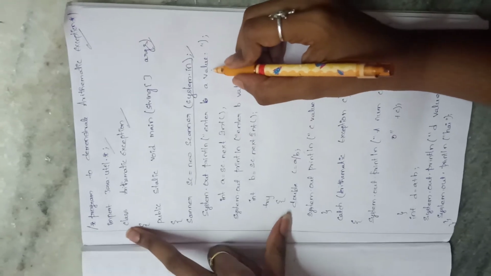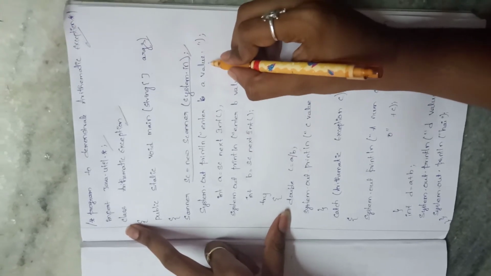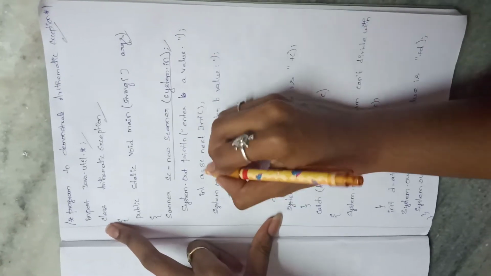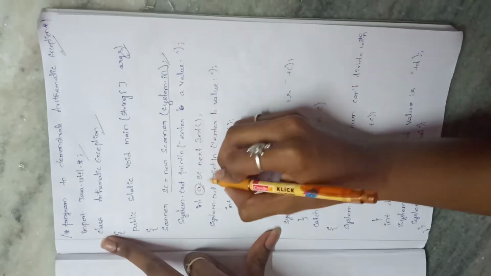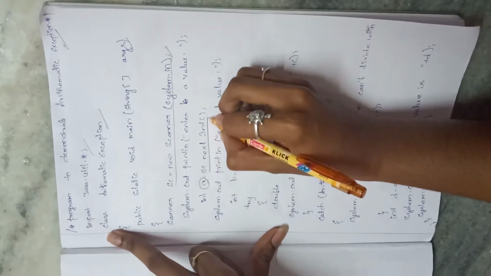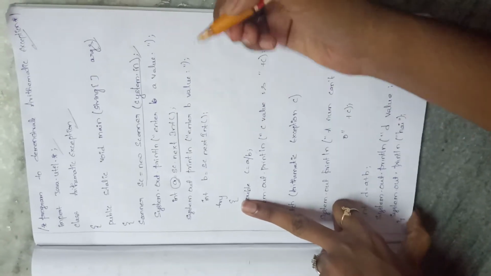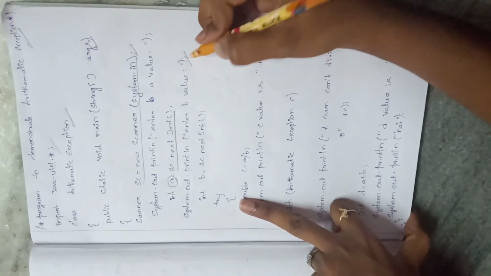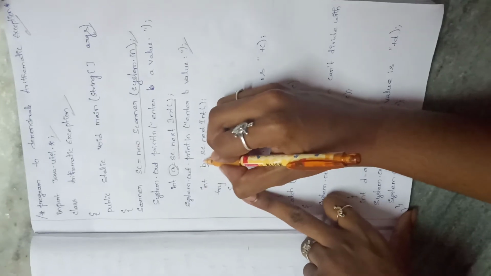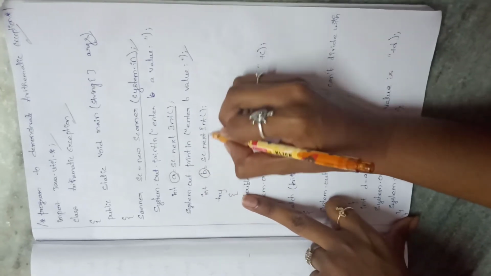Then, ask the user to give an input value, and the input value is stored in the variable a, and it is stored as sc.nextInt. Similarly, a second value is given by the user, and it is stored in the variable b. It is stored as sc.nextInt.